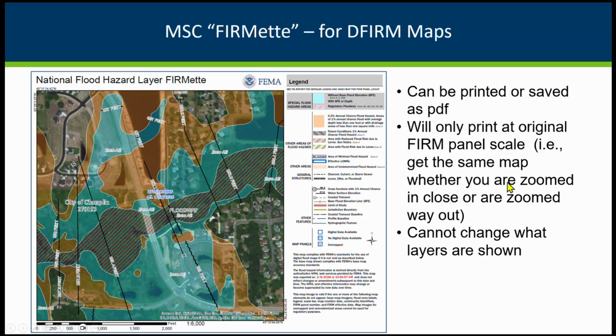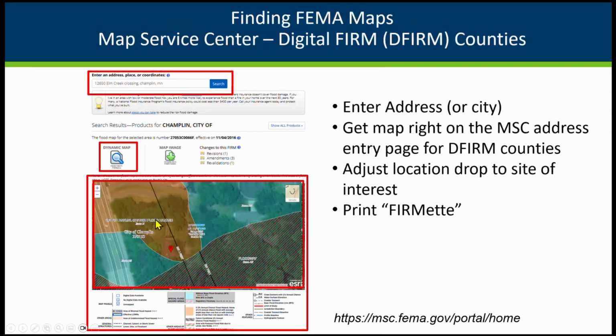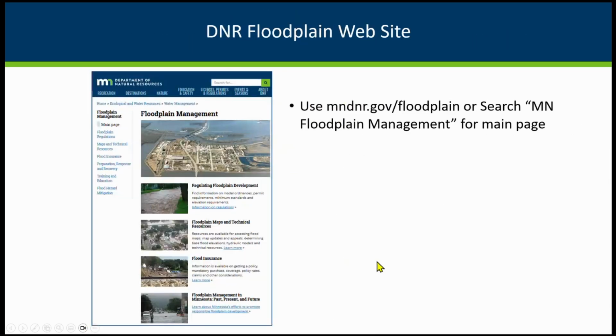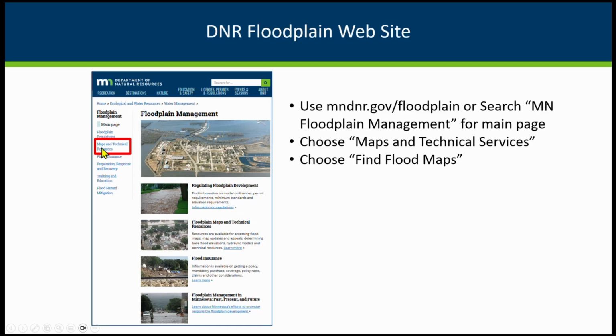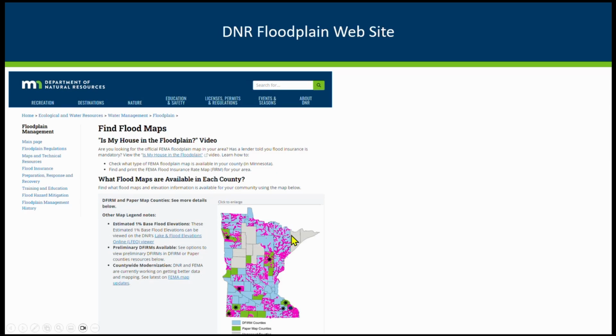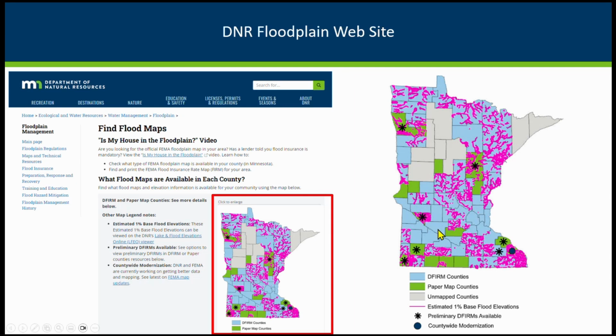If you do want to zoom it in or out, you would want to do it in this interactive map before you ask to make the FIRMette. We do have other information on the DNR's main site. If you go to the Minnesota Floodplain Management, this is our main page. We've got maps and technical resources. If you go there and choose Find Flood Maps, you'll see this overall map that shows the status for our mapping in the state. You can zoom in and see the map a little bit better.